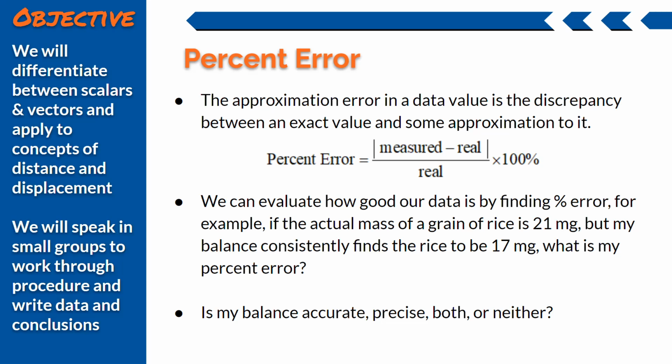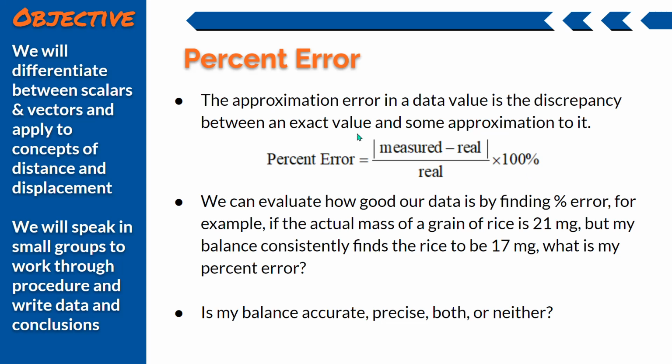That's not a very good measurement. This follow-up question says, is my balance accurate, precise, both, or neither? Well, it's definitely not accurate if I have a 20% error. But it does say that it consistently finds it to be 17 milligrams, so it is precise. I probably need to recalibrate my balance if I have that.